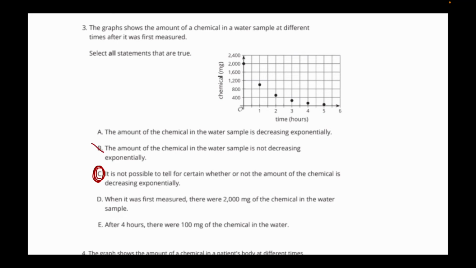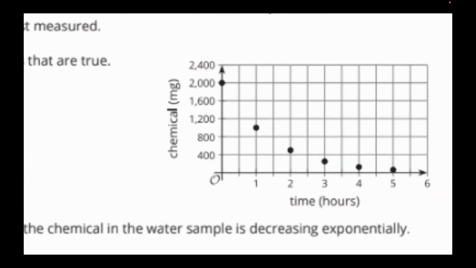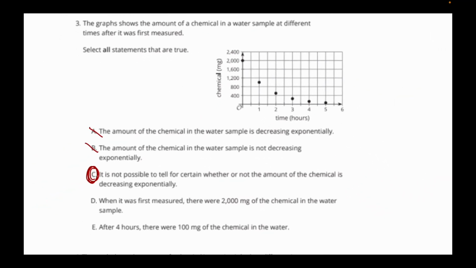Okay, so let's look at our other pieces here. We can only select one of those first three. Now let's look at D and E. When it's first measured, there were 2,000 milligrams of chemical in the water sample. If they're saying 2,000 milligrams, that's talking about this one right here. And yes, the initial value is at 2,000, so I'm going to select this one.